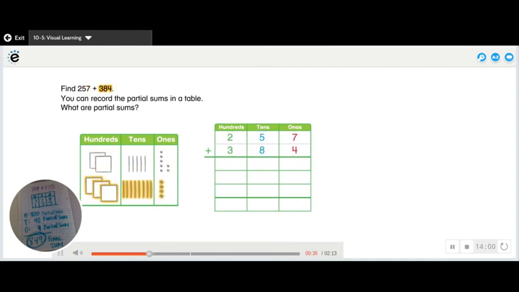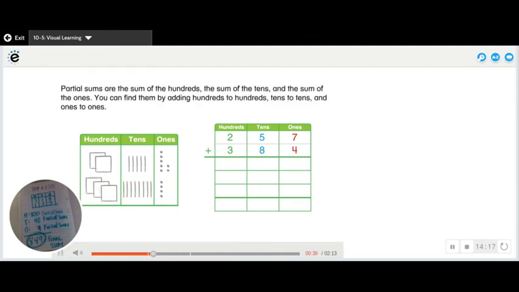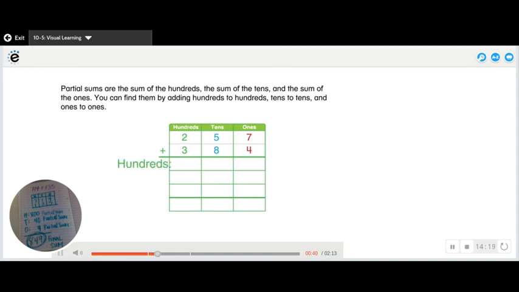What are partial sums? Go ahead and think about it. We talked about it at the beginning of the video. What is partial sums? Partial sums are the sum of the hundreds, the sum of the tens, and the sum of the ones. You can find them by adding hundreds to hundreds, tens to tens, and ones to ones.